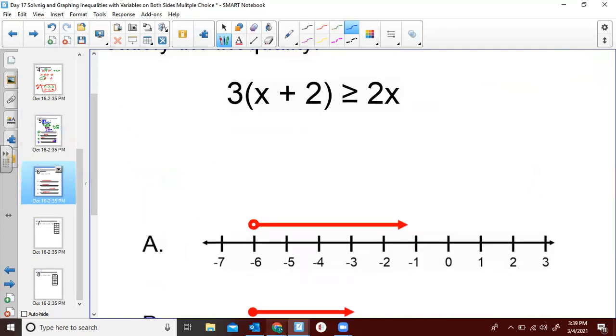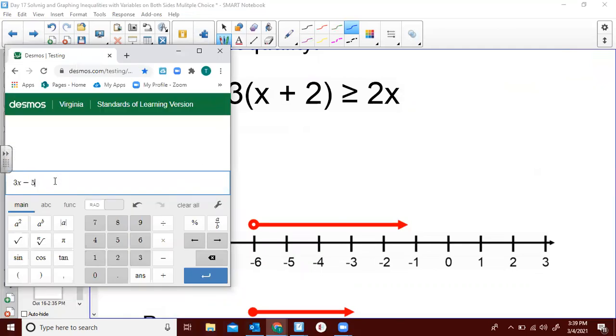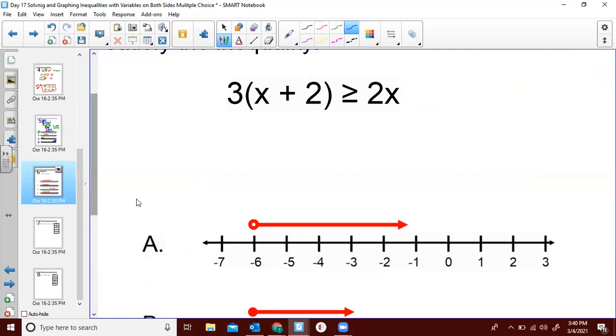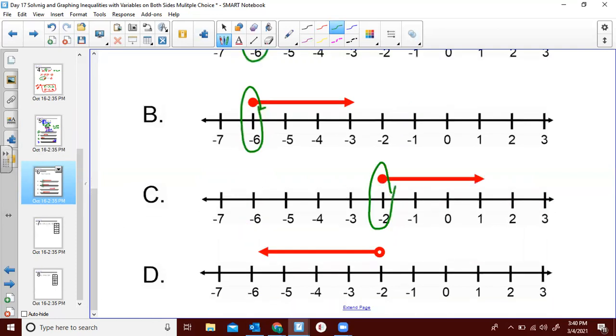Last but not least, another one in Desmos for you. Let's go ahead and say 3x plus 2 and 2x and x equals. All right, so off to the side for a second, what points do you think we're going to look at? Well, let's look where our filled in circle is. We want to look at -6. And then we also want to look at -2.